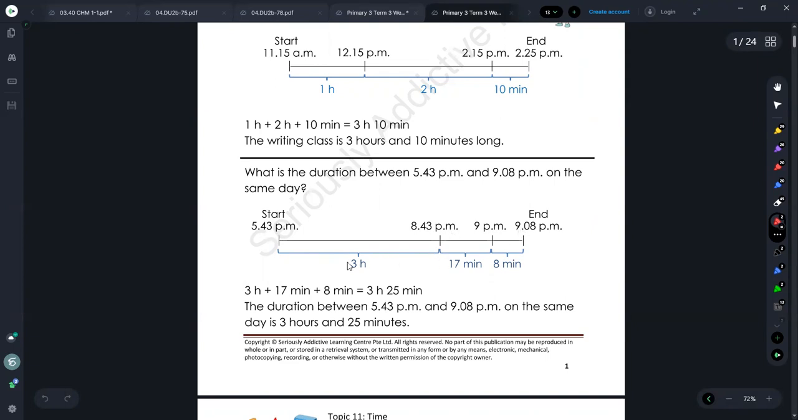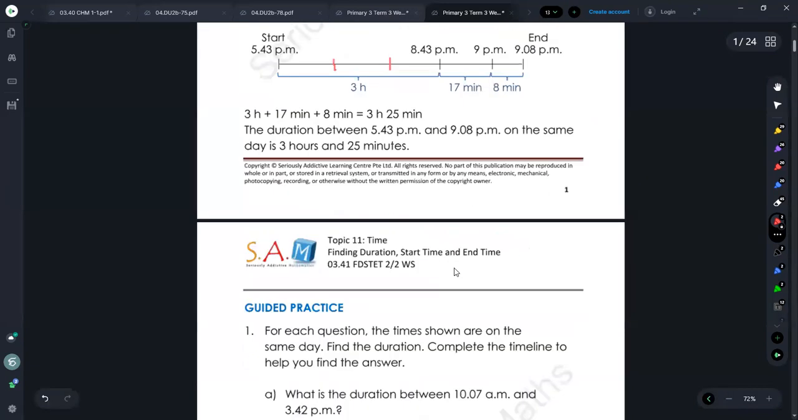So similar to what we taught just now, if they want to break it up into 3 different intervals, that is fine. But for those who are able to just jump from 5:43 to 8:43, even better. They know that they can just skip, 5:43 to 8:43, that's 3 hours. After that, I need 8:43 to 9 p.m., 17 minutes. 9 p.m. to 9:08 is 8 minutes, and they add up together: 3 hours plus 17 plus 8 minutes.